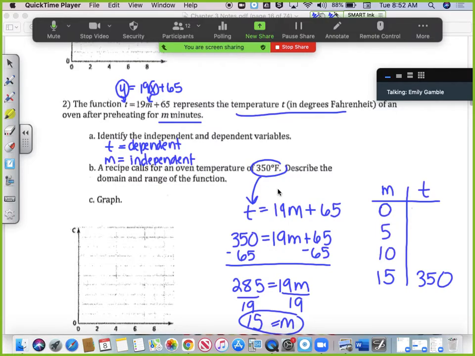Now what we're going to be doing is taking these other three and replacing them in for M to see how hot the oven will be at that time. So I'll be taking 19 times 0 plus 65, 19 times 5 plus 65, and 19 times 10 plus 65, and getting those answers. Well, 19 times 0 is 0, and 0 plus 65 is 65. Maybe it'll make sense for me to just erase. This one's going to be 65.